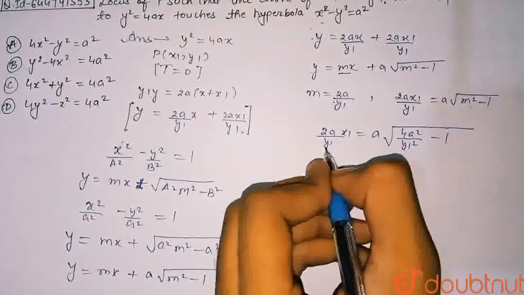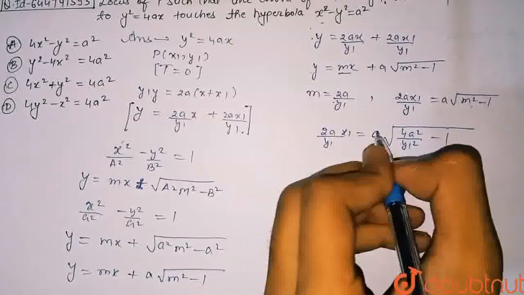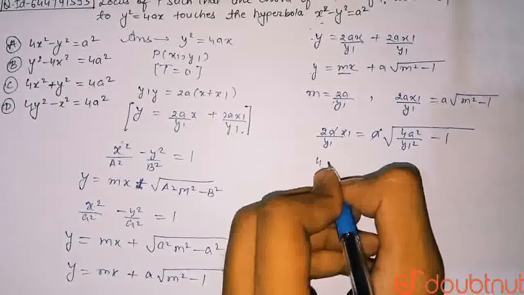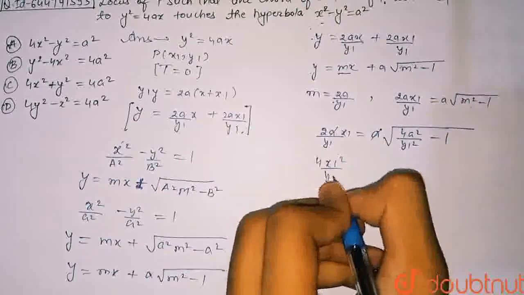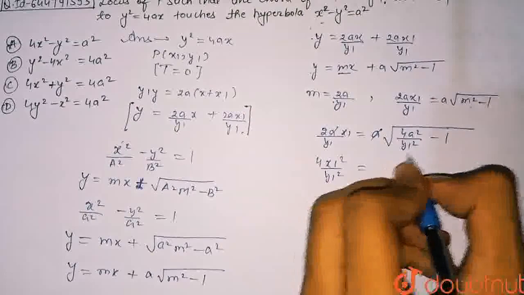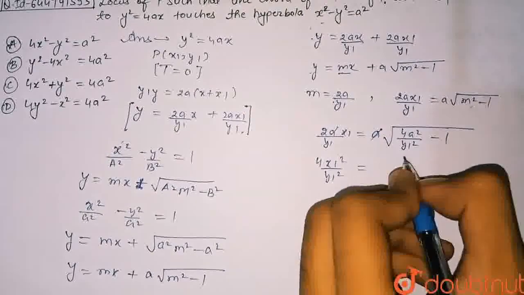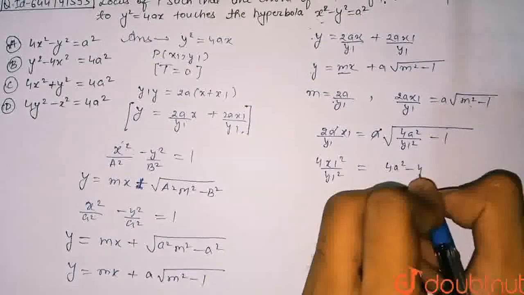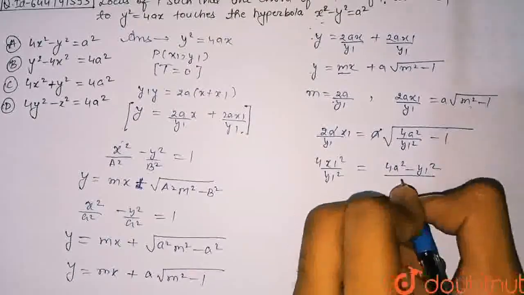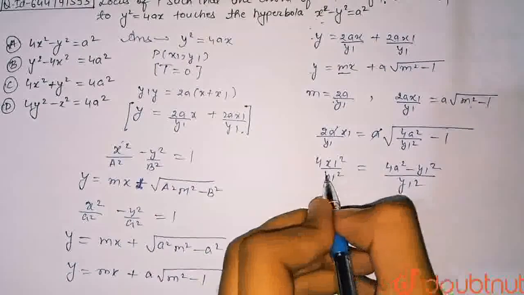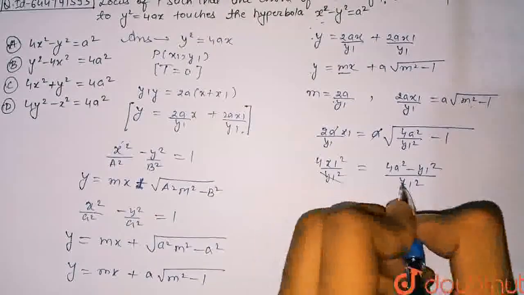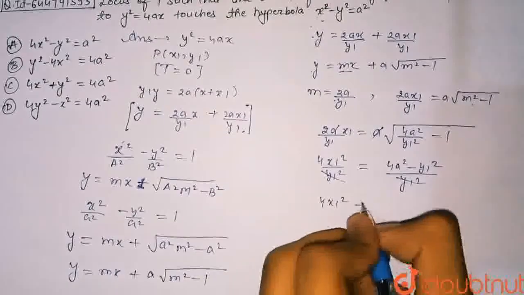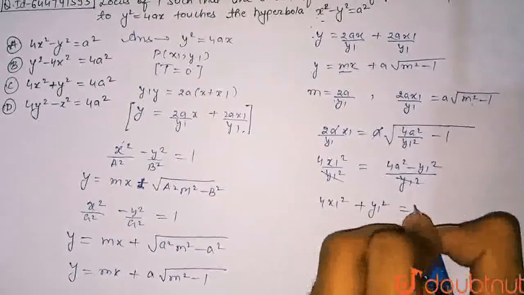So we will square the whole equation, and first we will cancel this a with this a. Squaring both sides we get 4 x1 square upon y1 square equal to, taking LCM inside the square root, 4a square minus y1 square upon y1 square. Now we cancel this y1 square with this y1 square, and we get 4 x1 square plus y1 square equal to 4a square.